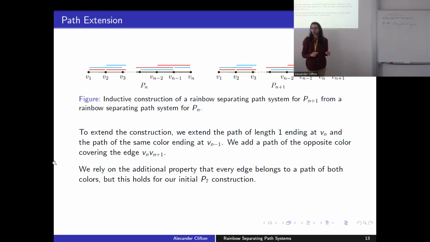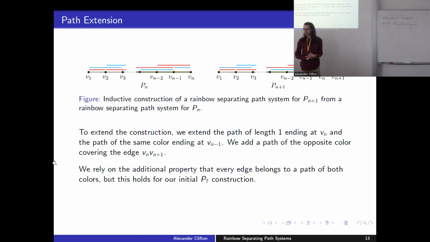You take your path that ended at Vn minus 1 and had the same color as your path of length 1, and you extend that so that it now goes to Vn, and then you add a new single edge path in the opposite color to deal with the edge Vn plus 1. So we haven't affected any of the relationships between the first n minus 1 vertices. So the only thing we need to check is that the last 2 edges, Vn minus 1 Vn and Vn plus 1, are properly separated from everything else.